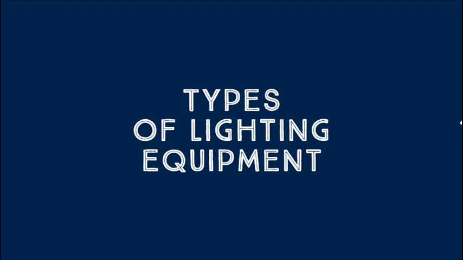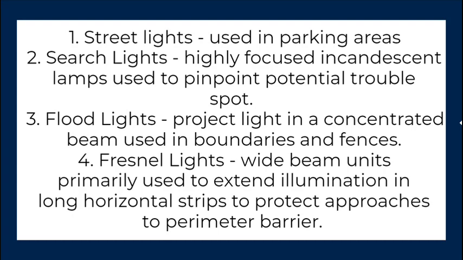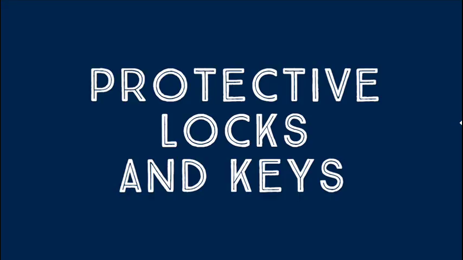Types of lighting equipment. 1. Street lights, used in parking areas. 2. Searchlights, highly focused incandescent lamps used to pinpoint potential trouble spots. 3. Floodlights, project light in a concentrated beam, used in boundaries and fences. 4. Fresnel lights, wide beam units primarily used to extend illumination in long horizontal strips to protect approaches to the perimeter barrier.